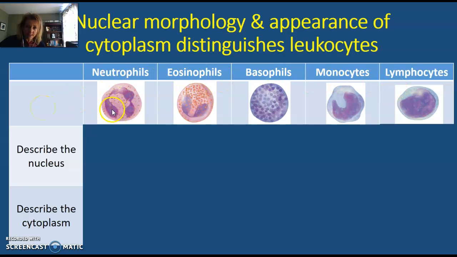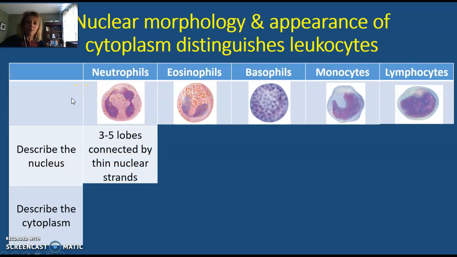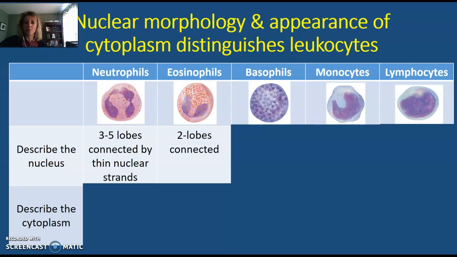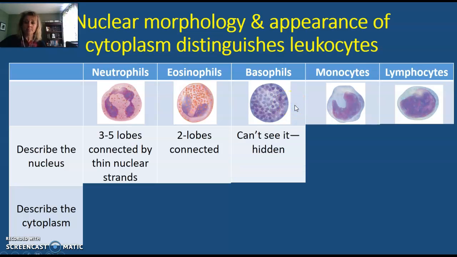You'll notice that the nucleus is kind of weirdly shaped, right? It's got about 3 lobes that are connected with these skinny little strands of genetic material. They could be 3 lobes or they could be 5 lobes. Eosinophils have 2 lobes usually. Your book describes the nucleus of an eosinophil as looking like a pair of earmuffs, which I thought was kind of cute. And basophils have a nucleus, but it's often obscured by the great number of granules that it has in its cytoplasm.